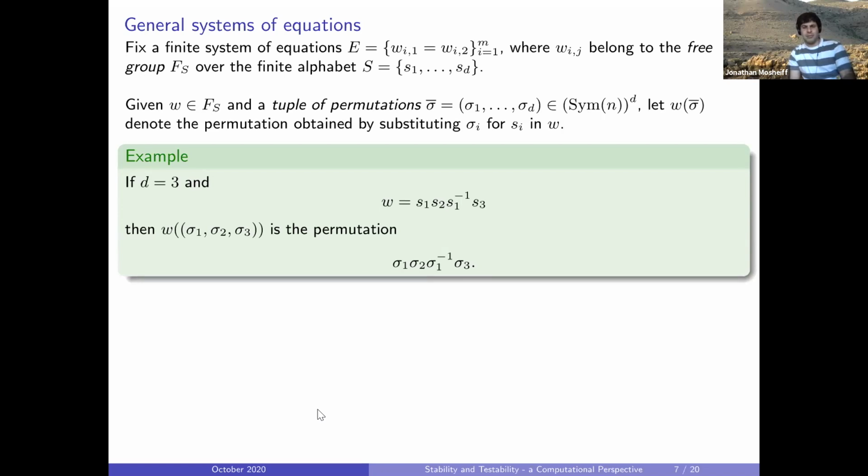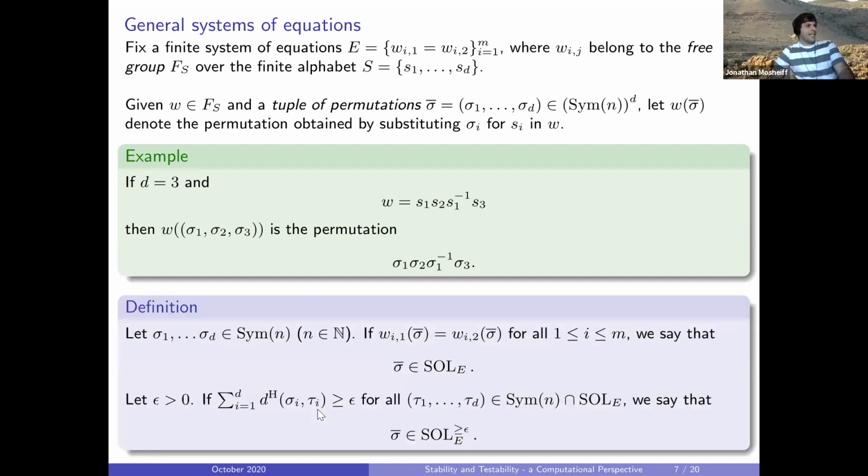We think this is a nicer way to present this, but there's no deep reason why you should use this or that presentation. Okay, and now we're going to say that a tuple of permutations satisfies these equations if for every equation, wi1 equals wi2, when we substitute the permutations for these words, we get the same permutation. So these are going to be the solutions.